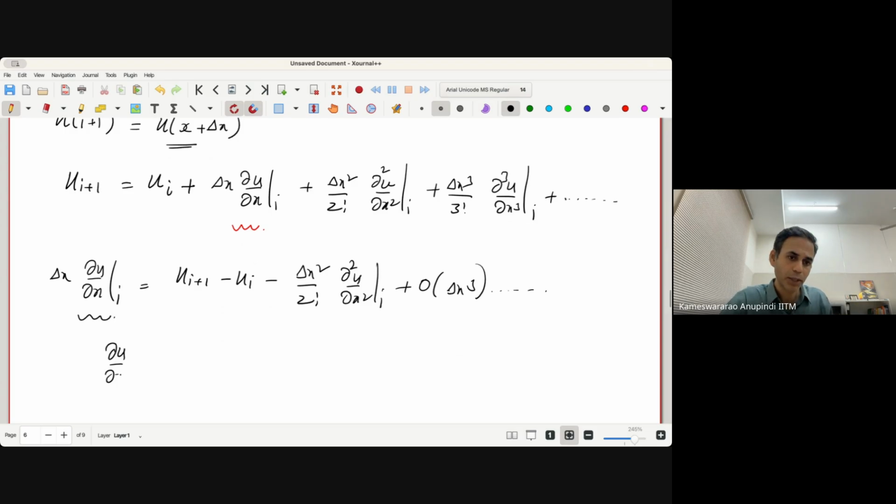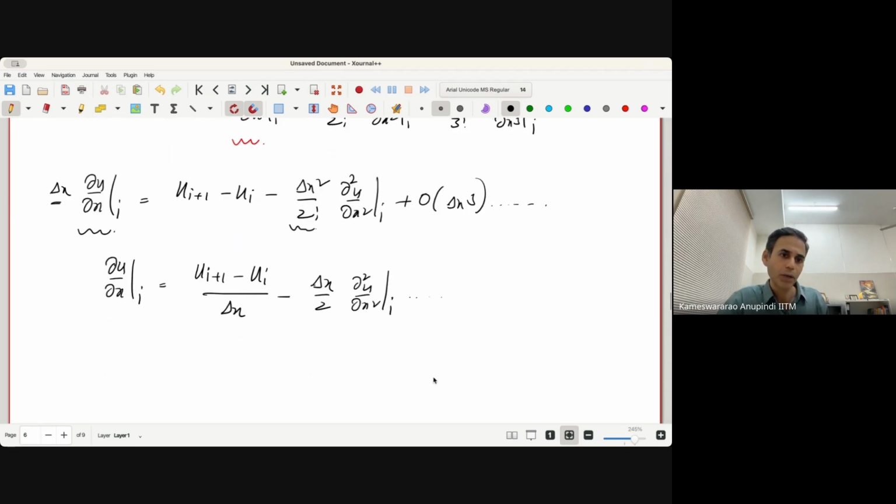There are so many terms, but I want to calculate numerically a value for partial u partial x. So partial u partial x at i equals, dividing by delta x on the right hand side, u sub i plus 1 minus u sub i divided by delta x, minus delta x by 2 times partial square u by partial x square at i, and so on. Now, because I want to calculate partial u partial x at i, and I know the values of u sub i and u sub i plus 1 and delta x, I approximate partial u partial x at i as u sub i plus 1 minus u sub i by delta x.